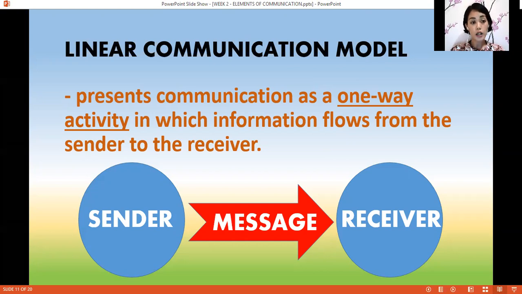Another example for this is watching television. Once you watch a television, the anchor is not asking for a feedback unless that TV program is a news program, like in GMA, they are calling some of the people sometimes to interview. So that is not a linear communication model. Once the sender only gives the message to the receiver and is not expecting any feedback, that is called the linear communication model.